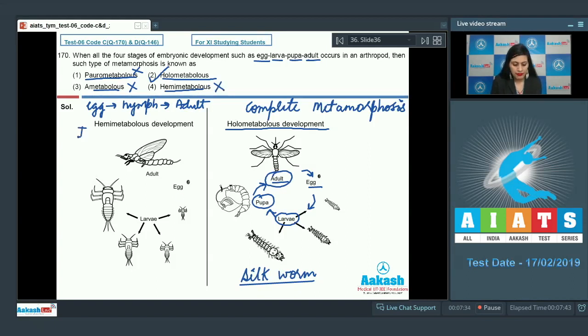The last option given is hemimetabolous, and this is an incorrect option. Hemimetabolous is incomplete metamorphosis, and the life history includes egg, nymph, and adult, without a pupal stage. So the correct answer to this question is option number 2. Let's proceed to the next question.